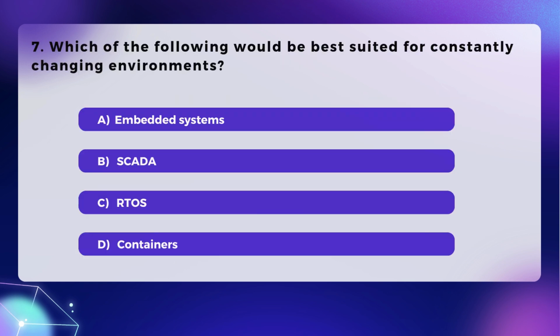Which of the following would be best suited for constantly changing environments? A. Embedded systems. B. SCADA. C. RTOS. D. Containers.